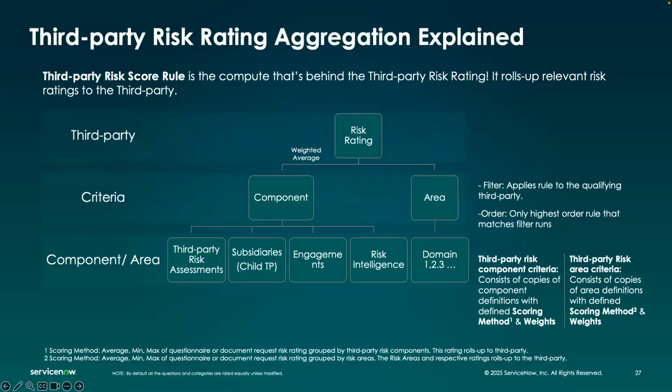But that rating doesn't come from one place. It's aggregated through two distinct paths: third party risk component criteria and risk area criteria. Let's start with components.